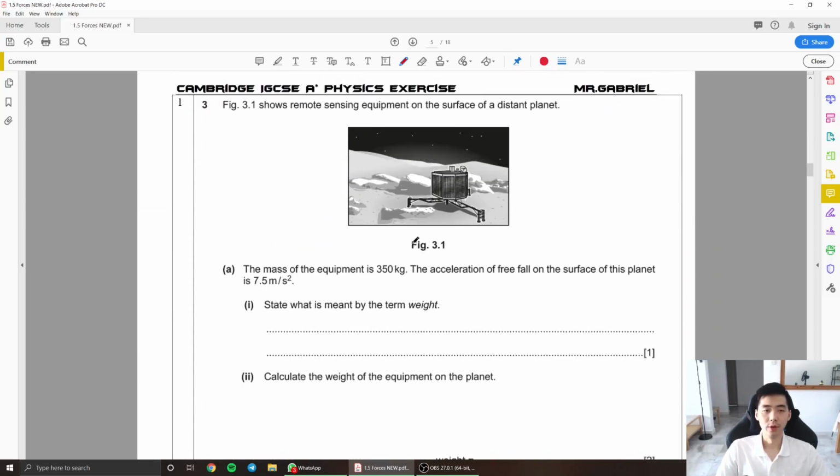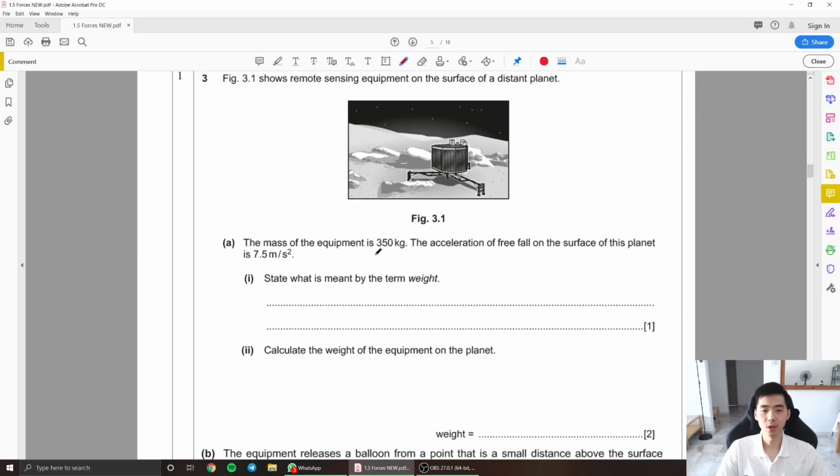Then, moving on to the next part. Figure 3.1 shows a remote sensing equipment on the surface of a distant planet. The mass of the equipment is 350 kg. The acceleration of free fall is given. What is meant by the term weight?